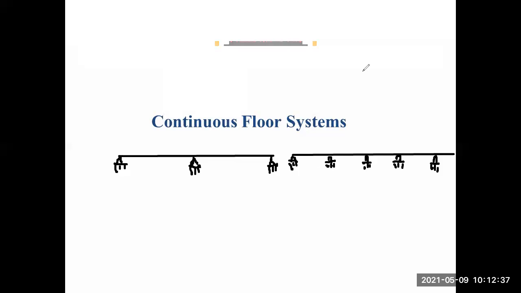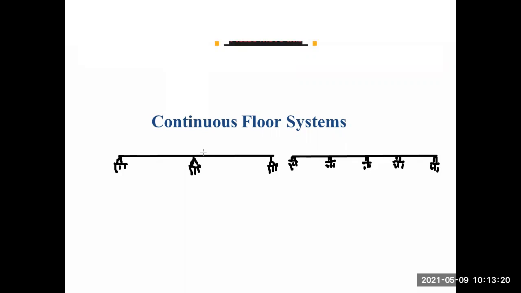So we need to redraw it because we have an extension. We could say that we have only four spans. So minimally two spans and as many spans as possible. If it exceeds two spans, it could be three, four, five, and so on. This kind of system is called a continuous floor system or a continuous beam system.